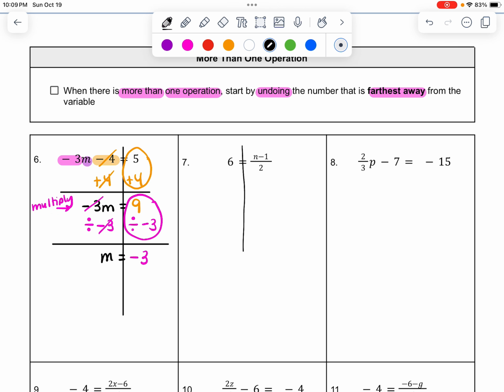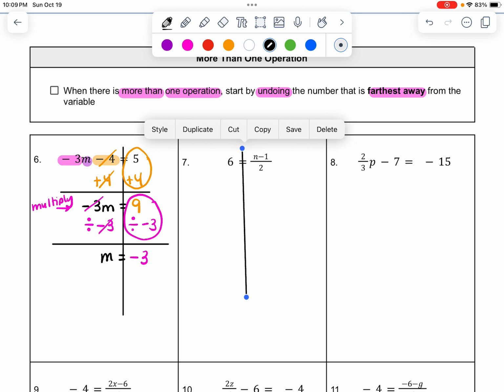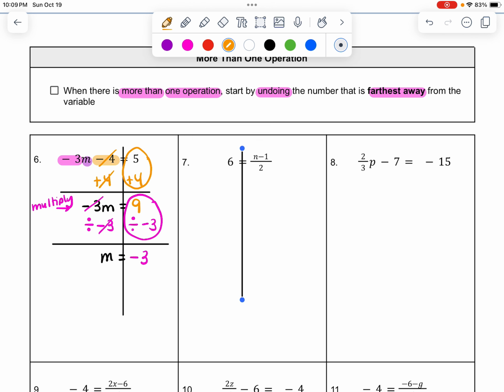In problem number 7, I'm going to draw a vertical line through my equal sign. In this problem, the n, the variable, is on the right-hand side, and there are 2 numbers by the n. The first number is the minus 1, and the second number is the 2. Now you'll notice that n and the minus 1 are both together on the top of that fraction, and the 2 is on the bottom. So the number that's farthest away is the 2. That means I'm going to start by getting rid of the 2, and so I need to think how to undo this symbol. This line means divide, so I'm going to multiply by 2 to undo the division.